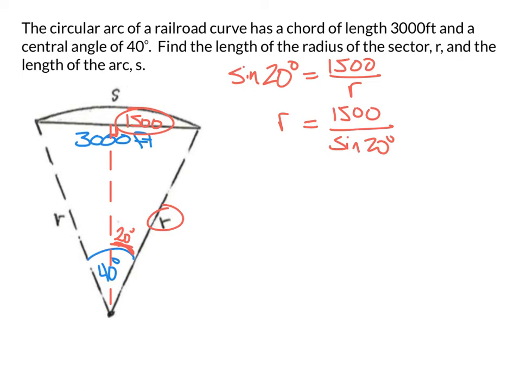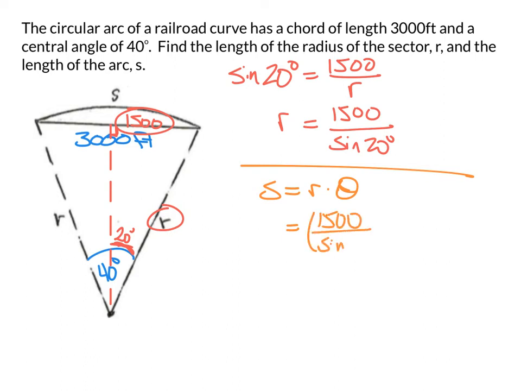Then for the second part, where we have to find arc length, we do have this formula. Arc length is radius times theta, with this little caveat that theta has to be measured in radians. So I always say radius times radians. Well, we just figured out our radius from up above, that 1500 over the sine of 20 degrees. So whatever value you get for that, times theta. But theta has to be measured in radians.